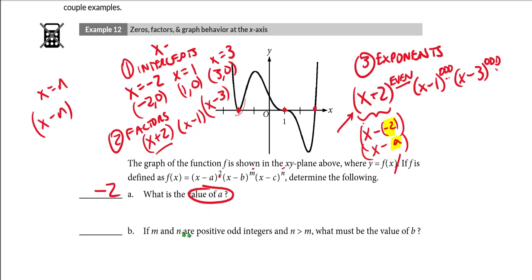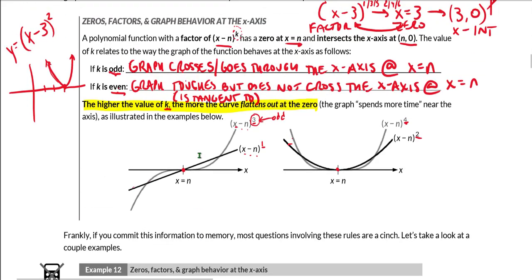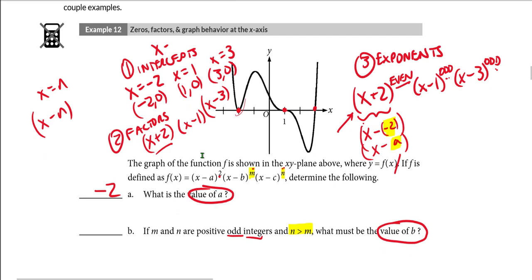In terms of 12b here, if m and n are positive odd, okay, so that confirms what we were just doing. They are positive odd integers, and n is greater than m. What must be the value of b? Okay, so here, from the ingredients in the question, we can tell that we're being tested on the relative size of these exponents, which goes back to the rule that we were just talking about in terms of those k values. The higher the value of k, the more the curve flattens out. So let's see, the curve flattens out more here than it does here.